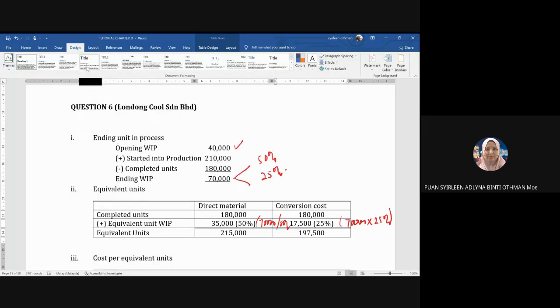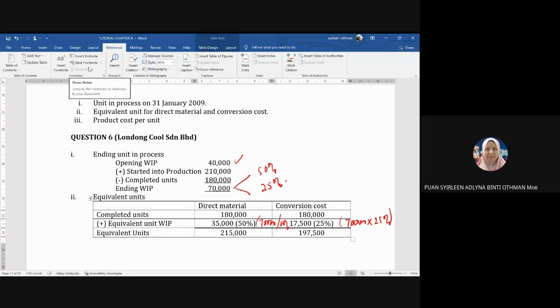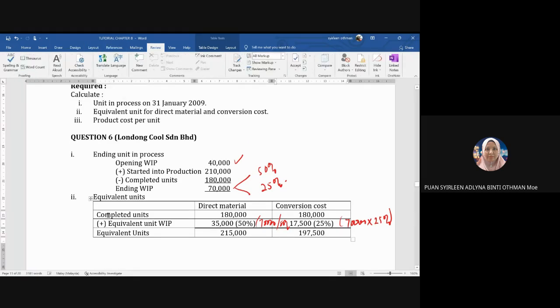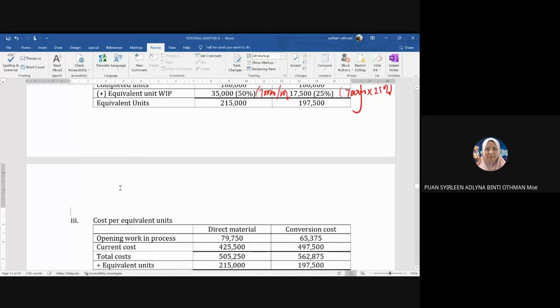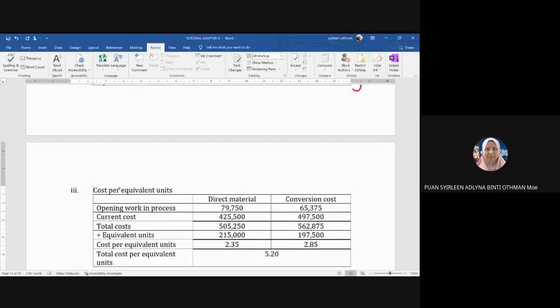And then B, kita nak kira, nombor 2, kita nak kira product cost per unit. Okay. So product cost per unit, yang ni dah siap ya. So this is your ending 31st January. Okay, this is ending WIP. Yang ni ialah equivalent unit. Okay, so yang di bawah ni will be your cost. Opening dia bagi 79,750. Current cost is 425,000. Yang ni saya ambil dari depan, dekat atas tadi, the current cost.